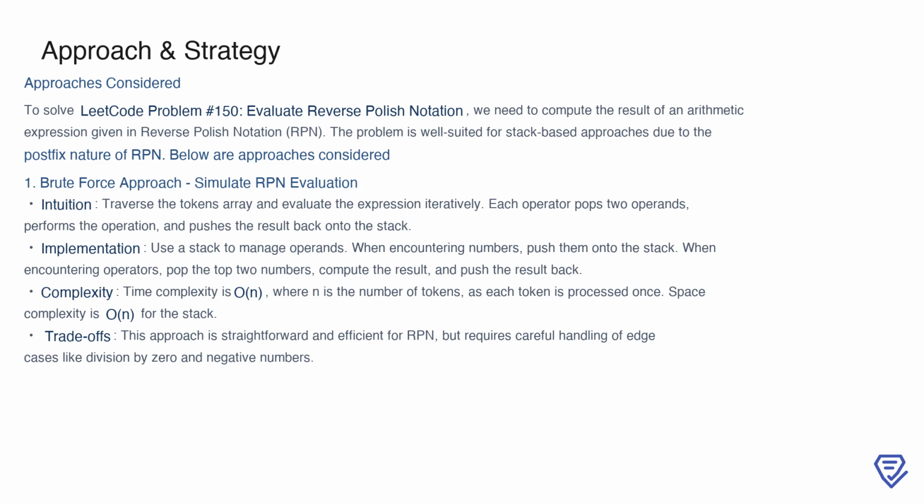This approach has a time complexity of O(n), since each token is visited once, and a space complexity of O(n), due to the stack. While efficient and easy to implement, edge cases like division by 0 or handling negative numbers require extra care, making it slightly less robust in some scenarios.